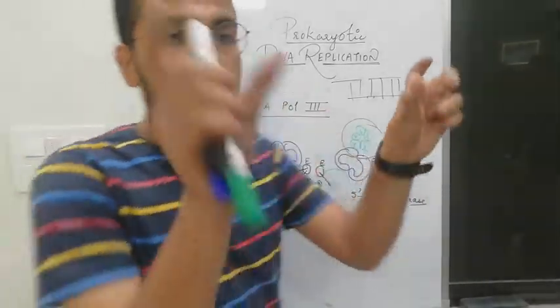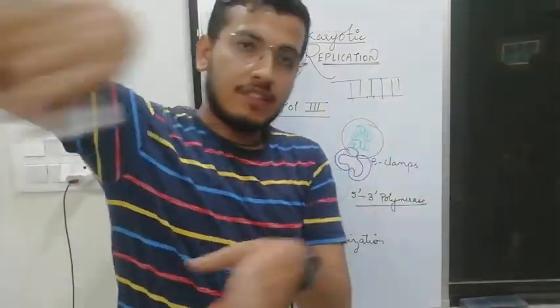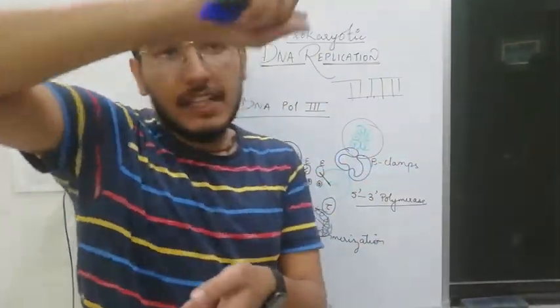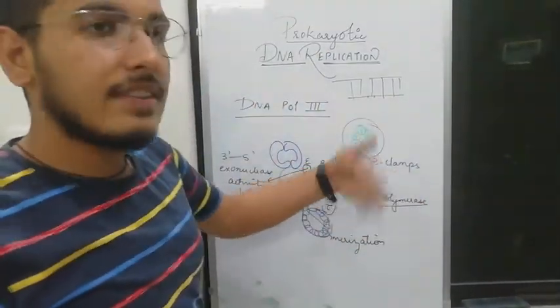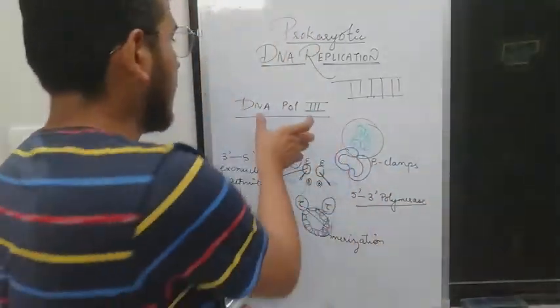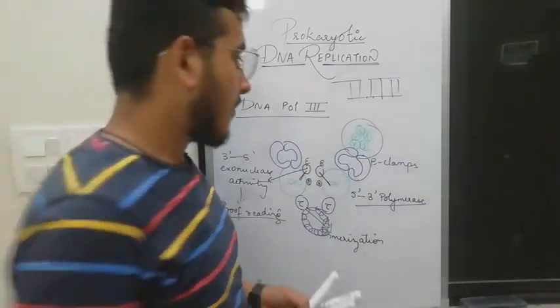Beta clamp, that will attach to both the strands and slide over, like both will slide and the new DNA bases get attached, and these are clamp loaders. So this was the DNA polymerase 3.